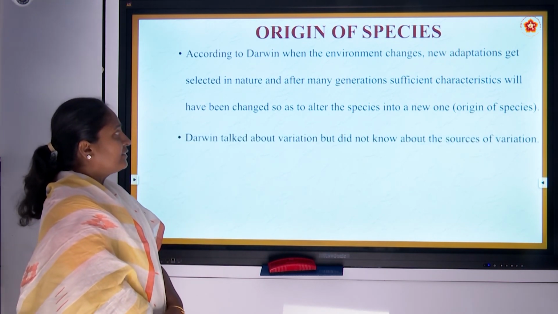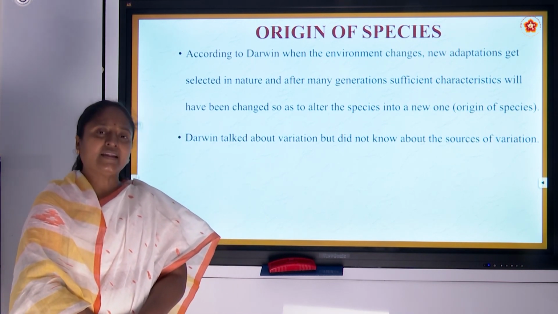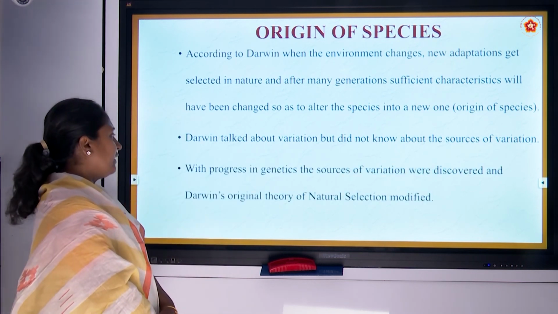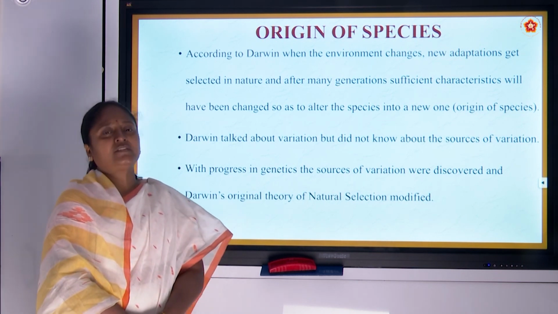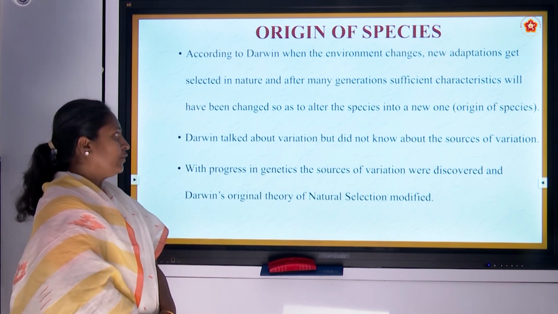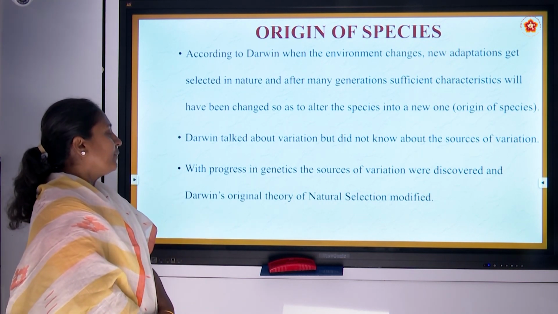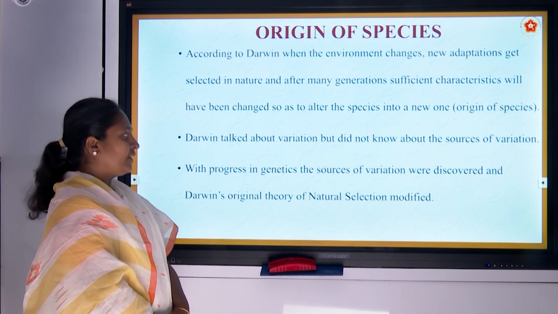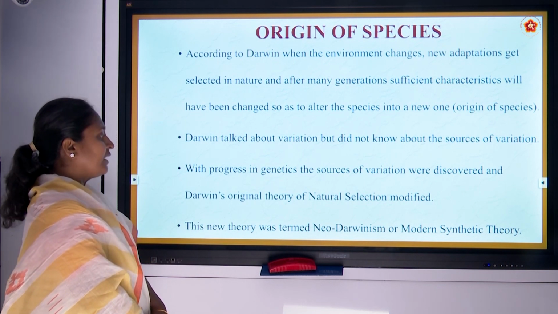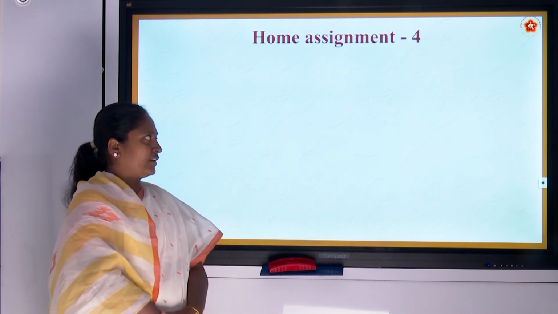And Darwin, in this theory, talks about variation which happens in the organism, but he did not clearly mention where the variation actually happens, right? And then with the progress in genetic resources, knowledge in science and development in technology, now we know that the variation happens at the gene level, right? And because of that, Darwin's theory of natural selection was modified, and it is modified as a new theory known as Neo-Darwinism or the modern synthetic theory of evolution.